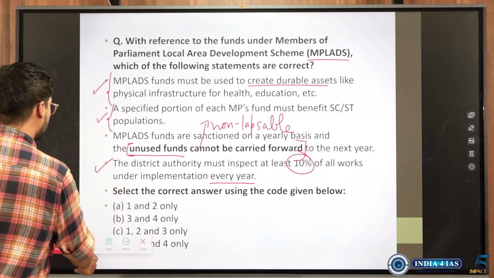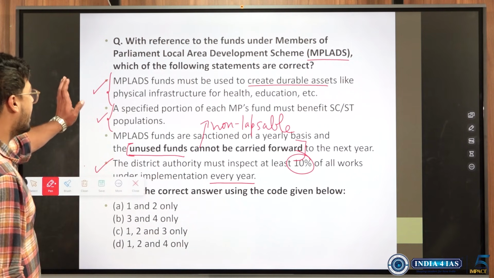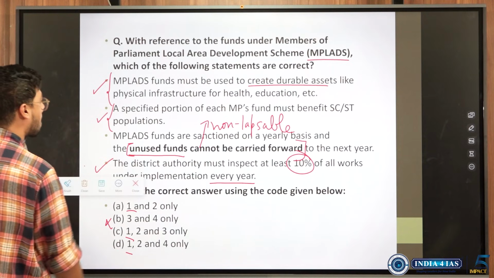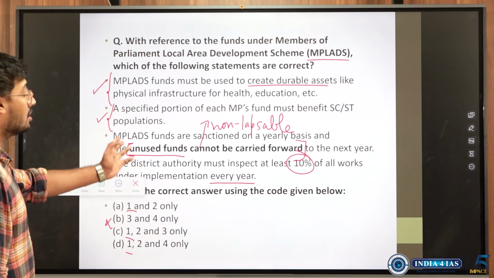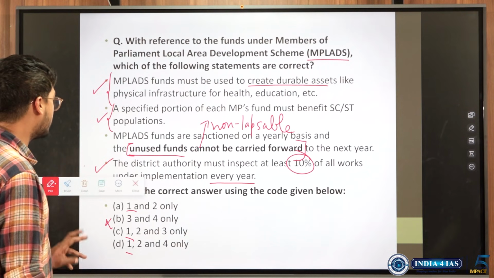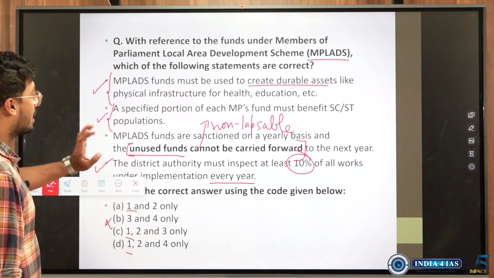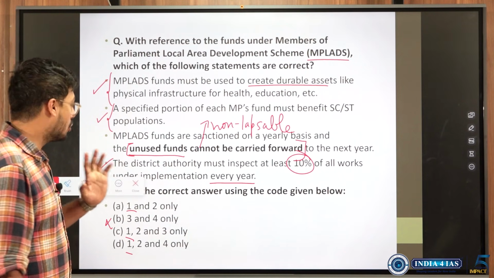So in this case, if you do not know about MPLADS in detail, what is it that we could have thought of? Everyone knows what MPLADS is. So statement 1 everyone would know. Specified portion must benefit SC/ST. It isn't a very radical thing, so we could have accepted it as correct. So 1-2-1-2-1-2. Two pieces of information about MPLADS that we should have known: what is MPLADS, and that it is a non-lapsable fund.